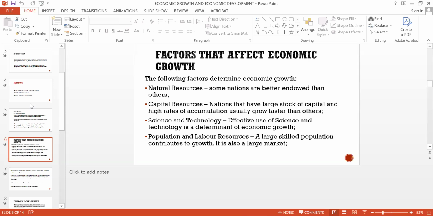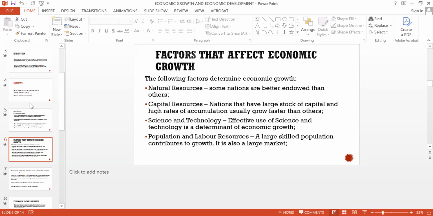Another factor is population and labor resources. When we're teaching, I mentioned Adam Smith, and it's a book you have to read, An Inquiry into the Nature and Causes of the Wealth of Nations. In that, Adam Smith highlighted all of these factors that I'm stating. Population and labor resources is a significant factor in a country's attainment of economic growth.